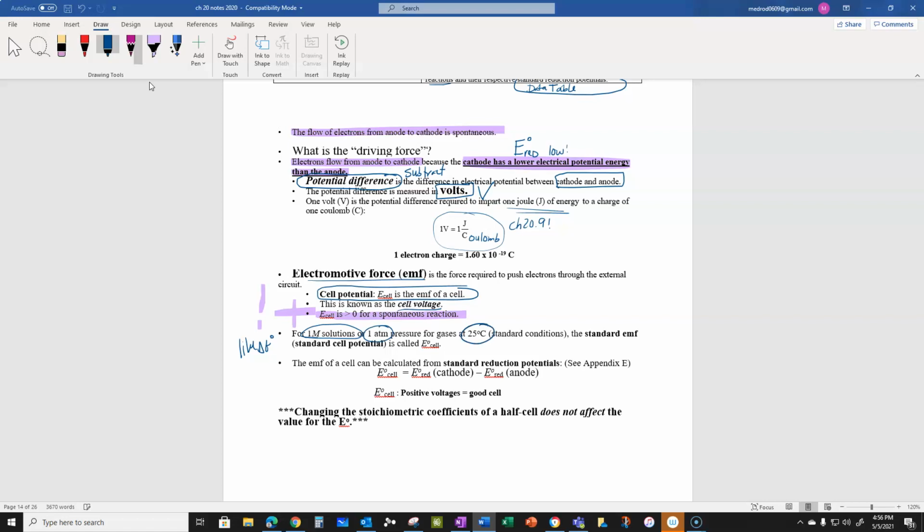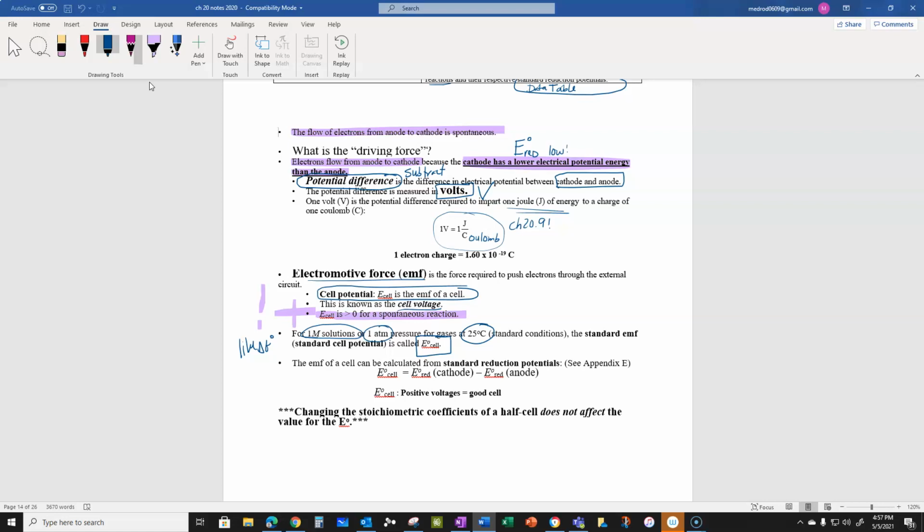We need that 25 degrees Celsius for that to be standard cell potential. And we have this new abbreviation called E little degree sign cell. So remember I told you we're going to be subtracting two numbers. It's a simple calculation, but I'm going to show you where students screw it up, okay?